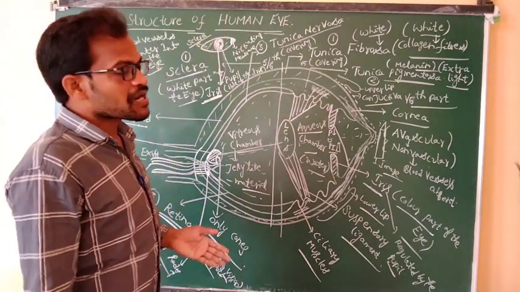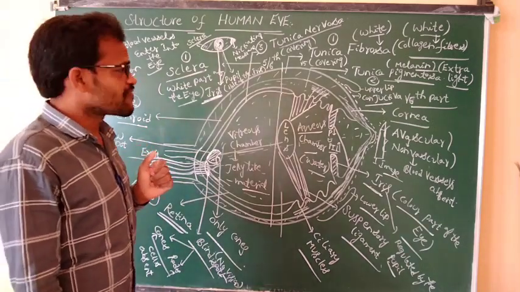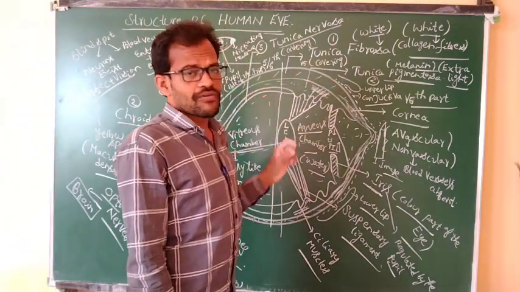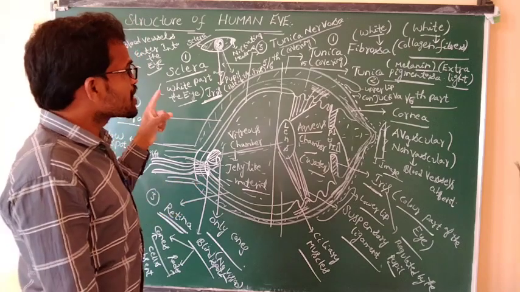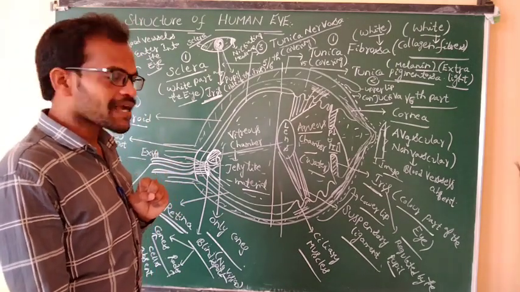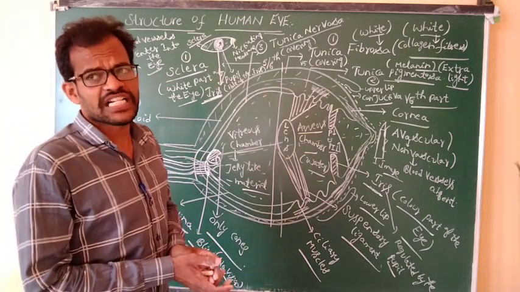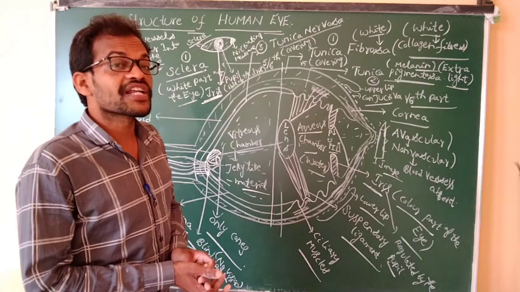The 5/6 part of the tunica fibrosa is known as the sclera, the white part. The 1/6 part of the tunica fibrosa is known as the cornea. Cornea transplantation can be almost 100% successful at the time of eye transplantation.